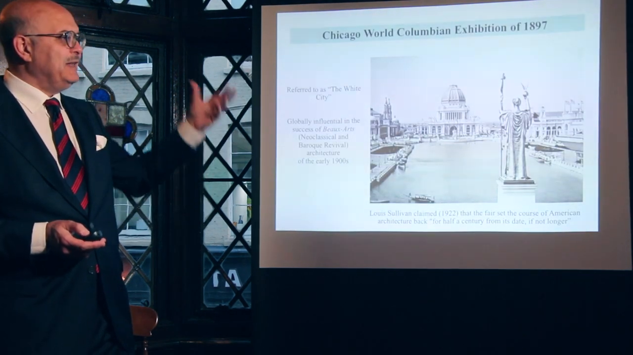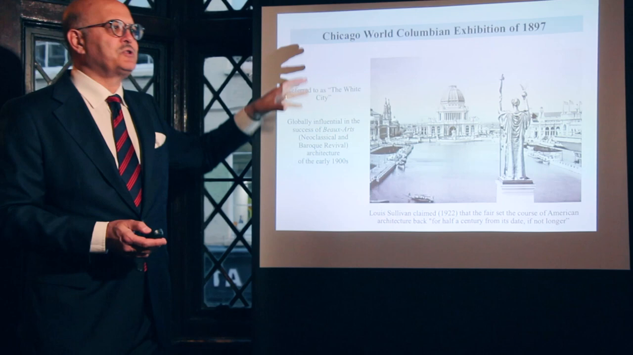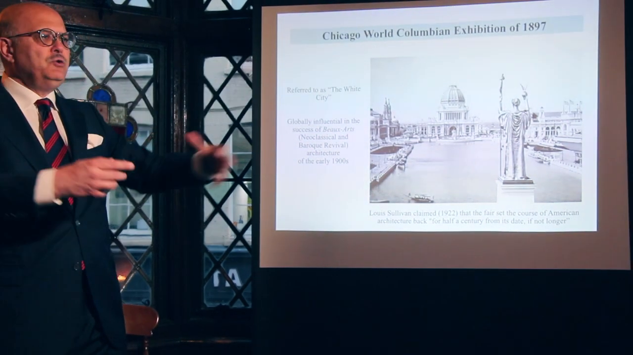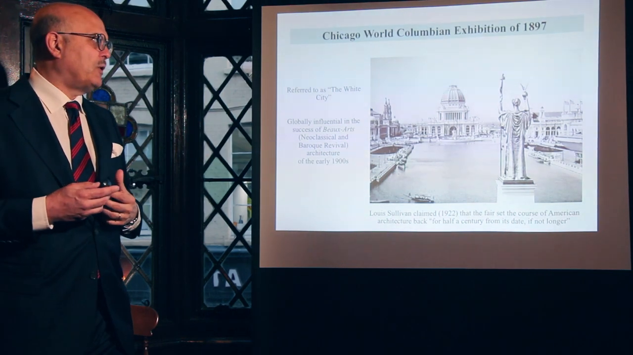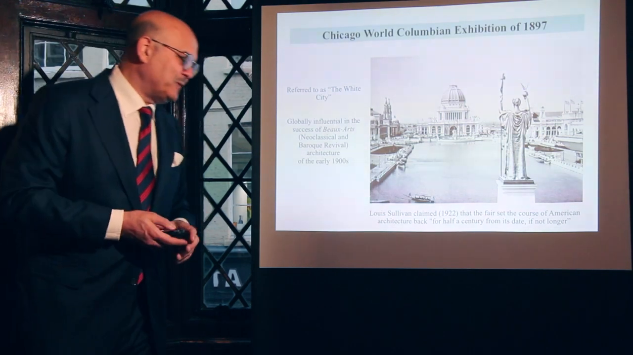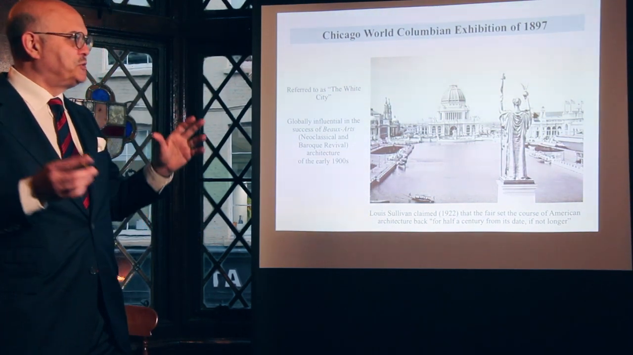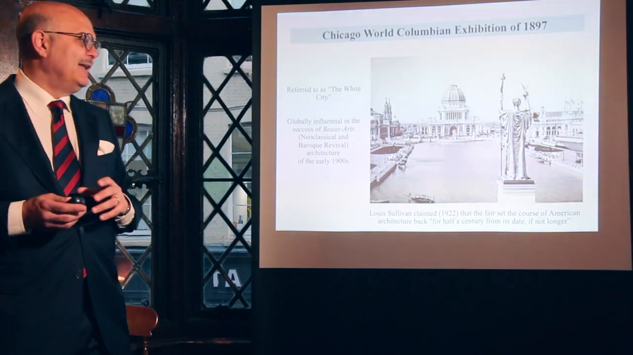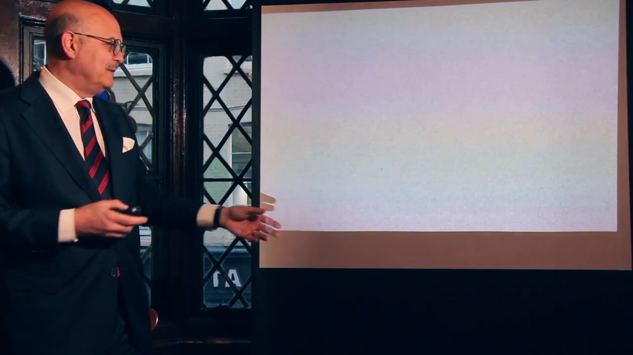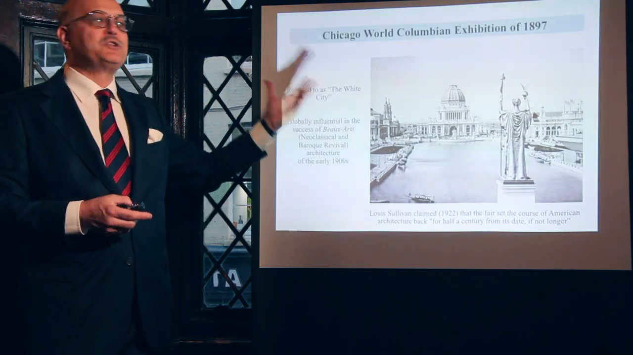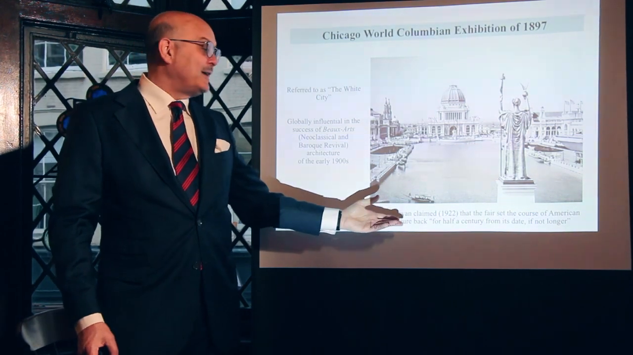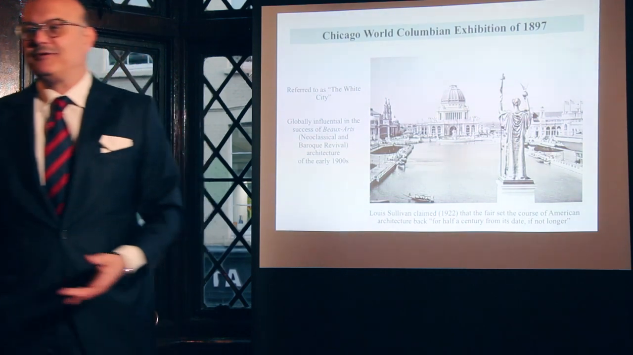And in the very city of Chicago, where the Chicago School starts, there was the famous exhibition in 1897, and they built this huge exhibition park, referred to as the White City. They used the same name when they built the White City here in London. And it was generally neoclassical, okay? And Sullivan, much later in 1922, said that because of that, the Beaux-Arts and the White City had set architecture back for half a century, if not longer.